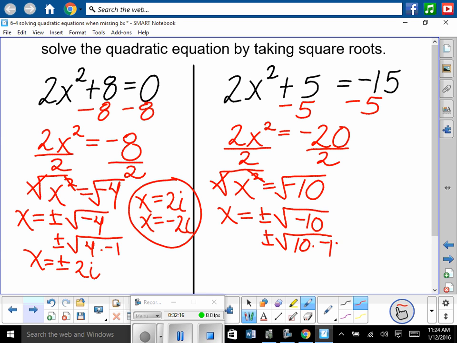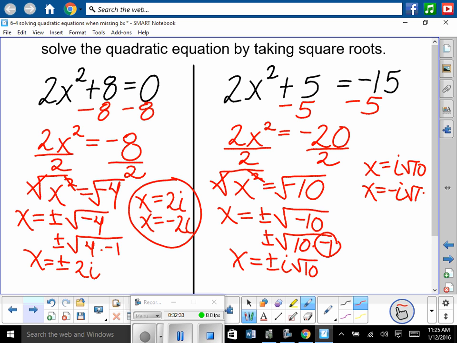But what is the square root of negative 1? i. So it's going to be plus or minus i square root of 10. So x is equal to plus or minus i square root of 10. So our final answer is x is equal to positive i square root of 10, x is equal to negative i square root of 10. I get it. Yes, I knew you would.